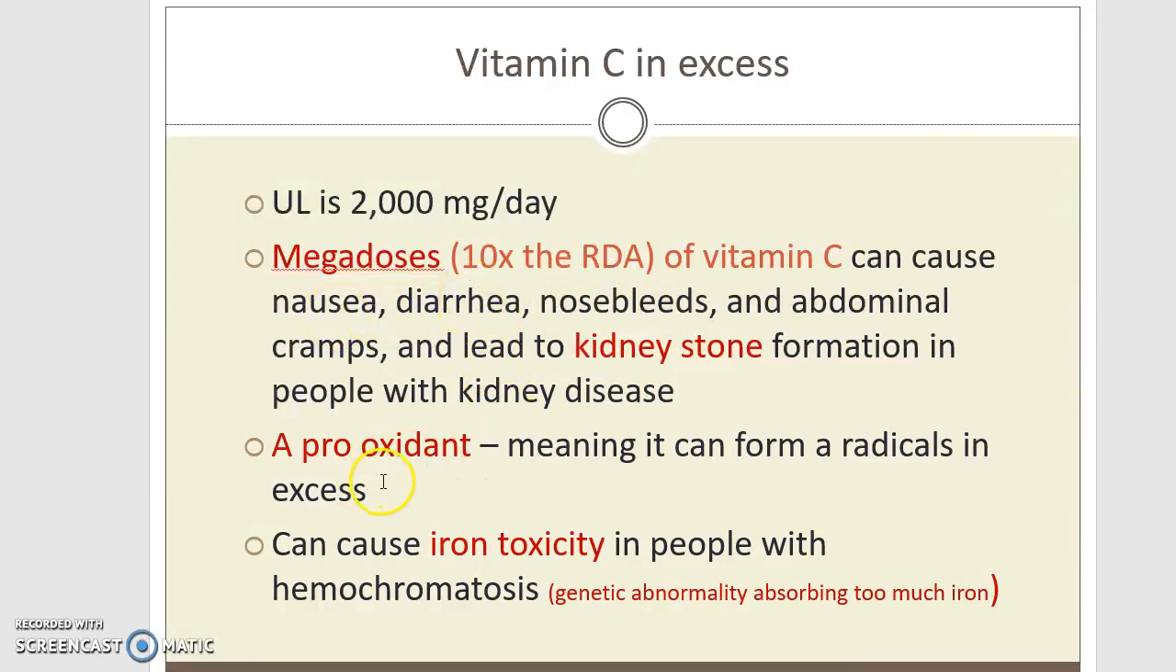And in a higher dose, it can act as a pro-oxidant. Actually, it's like a free radical. It forms more free radicals. So taking too much isn't necessarily best, which is why they have a UL, or upper limit, of 2,000 milligrams a day. If you happen to have this genetic disease, which is called hemochromatosis, that means that your body absorbs too much iron. So if you were to take vitamin C when you have this disease, you would absorb even more iron, and iron can become toxic. So that's just one situation where someone should be careful not to take too much.